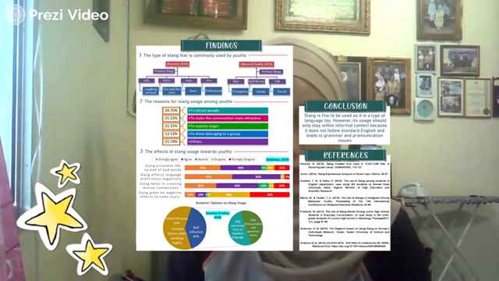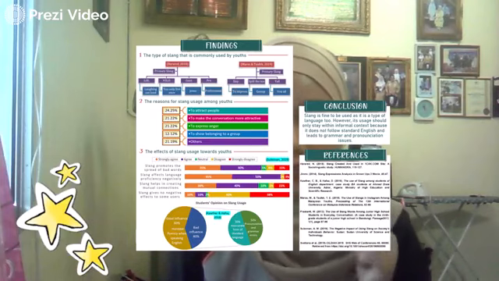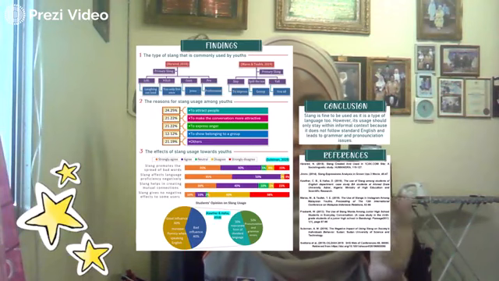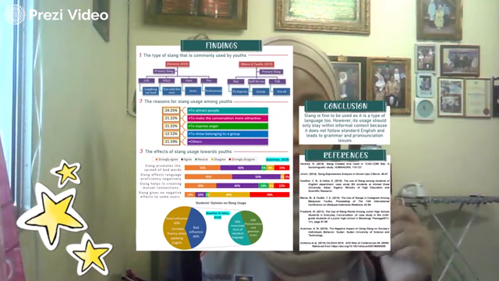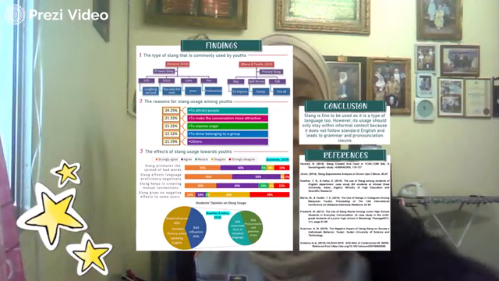Moving on to the last research objective, which is the effect of slang usage toward youth. The first one is that slang promotes the spread of bad words. Slang affects language proficiency negatively. Slang helps in creating mutual connection, and also slang gives negative effects to some users.